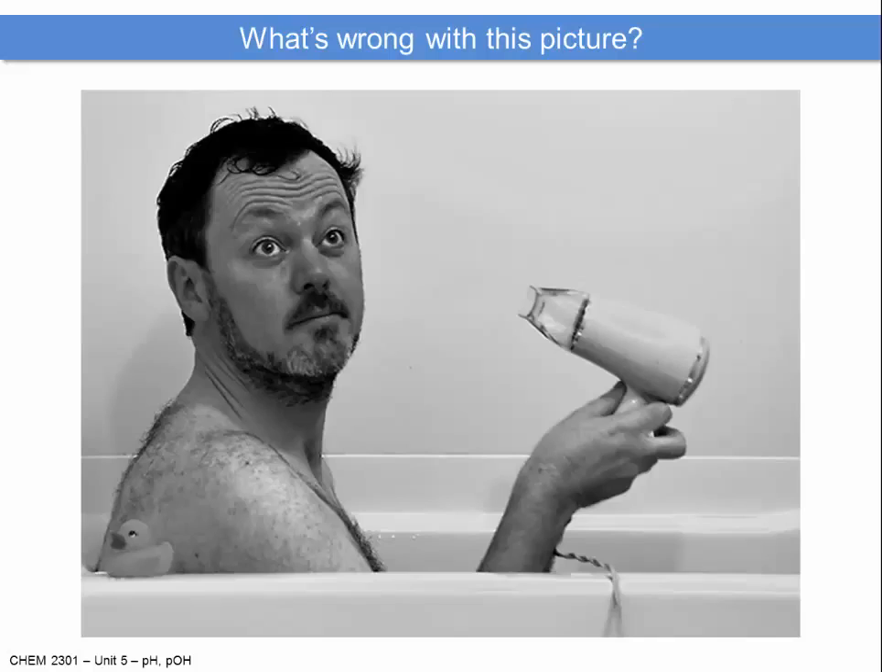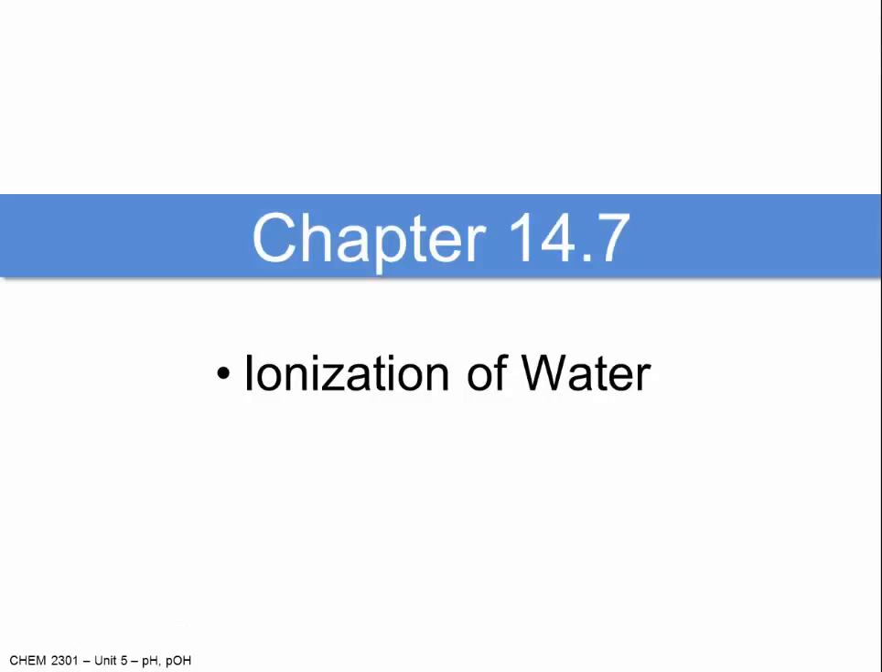However, the question might be, well, why is that dangerous? And so part of what we'll explore here at the beginning in order to introduce the concept of pH and pOH is a little bit about, well, why exactly is electricity mixing with water a dangerous event? So to understand the concept of pH and pOH, we first need to discuss the concept of the ionization of water.